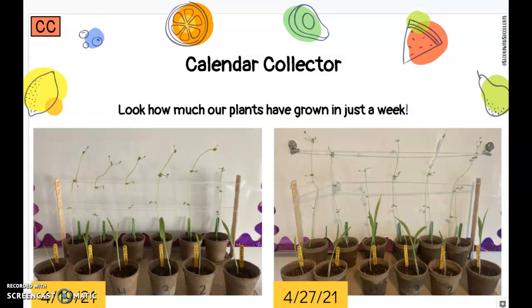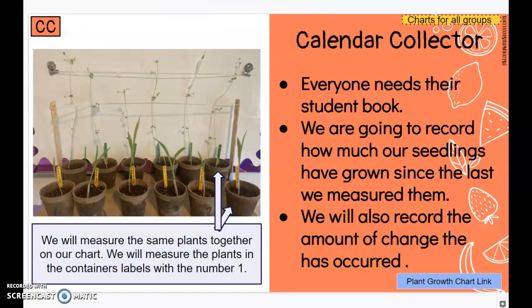Now let's jump in to how tall our plants are today. Hold on to your noticings for now. We will measure the same plants together on our chart. We will measure the plants in the containers labeled with the number 1. Let's have a look.